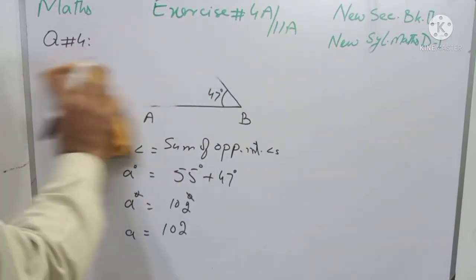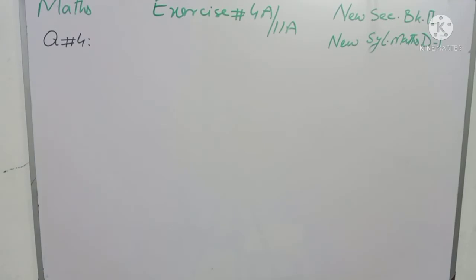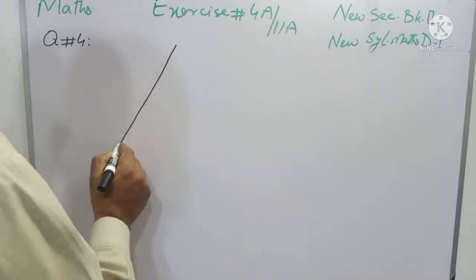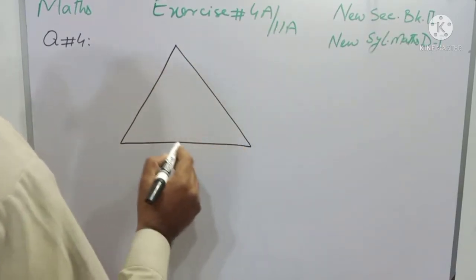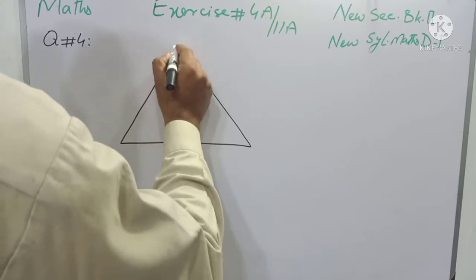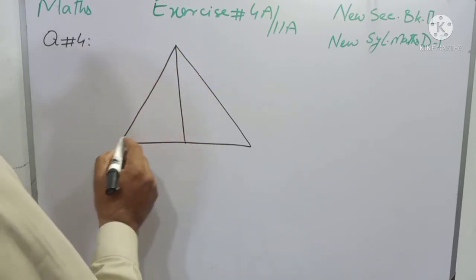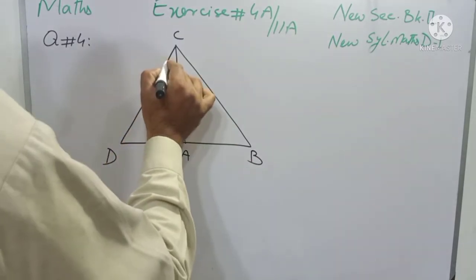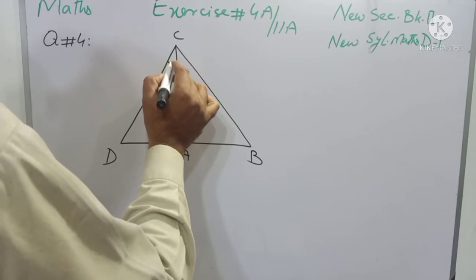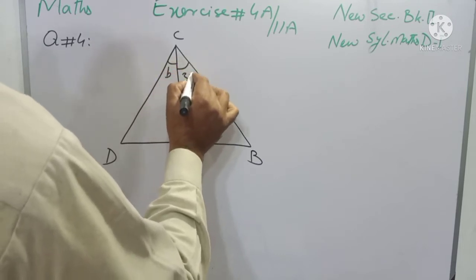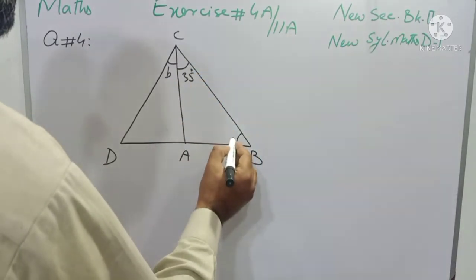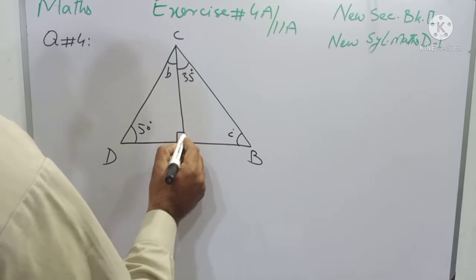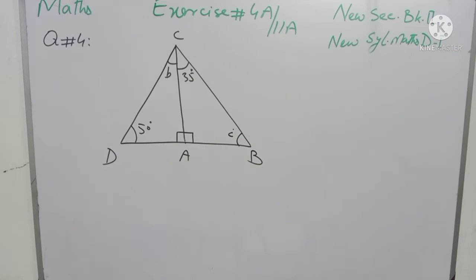Now I am going to solve part B of the same question, and in part B, students, there are two right angle triangles in this way, and this point is A, and if we join these two vertices or these two points, DAB is a straight line and this point is C. Students, this angle is angle B, whereas the value of this angle is 35 degrees, and this angle is given as C degrees, and this angle is 50 degrees, whereas these two angles are right angles, and we have to find the value of unknown.